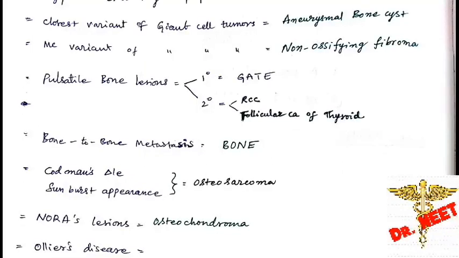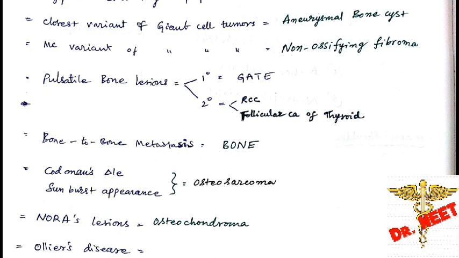In secondary bone tumors, pulsatile secondary bone tumors are renal cell carcinoma and follicular carcinoma of thyroid. Bone to bone metastases are seen in, it is a mnemonic, BONE. B is bone to bone metastasis, O is osteosarcoma, N is neuroblastoma, E is Ewing sarcoma. So bone to bone metastases are seen in three conditions: osteosarcoma, neuroblastoma and Ewing sarcoma.